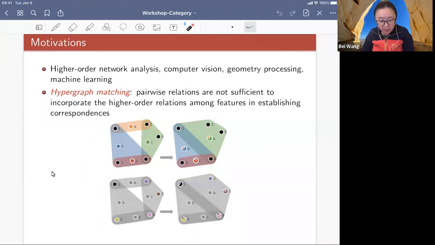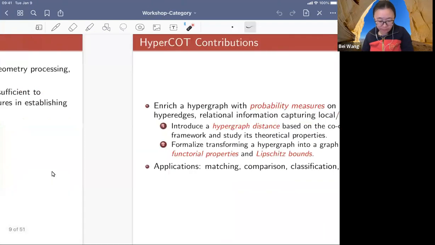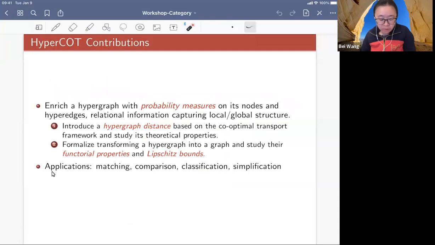So the high-level idea is that the distance we're looking at is really optimal transport between the hyperedges as well as optimal transport between the vertices, or the nodes, at the same time. On a high level, in order to define such a distance, we're thinking about probability measures over the nodes and hyperedges of the hypergraph, and also some relational information that captures local and global structure. When I say relational information, it's the relation between nodes and hyperedges.